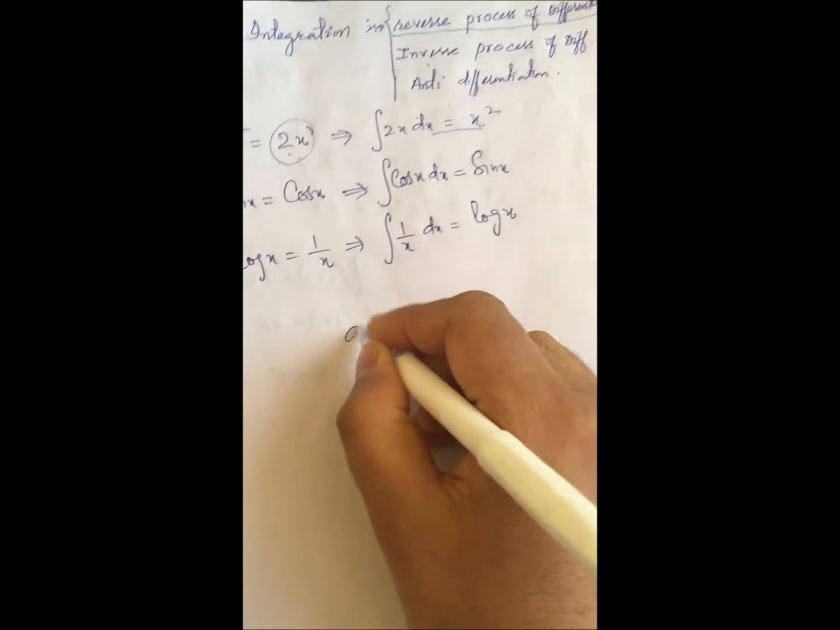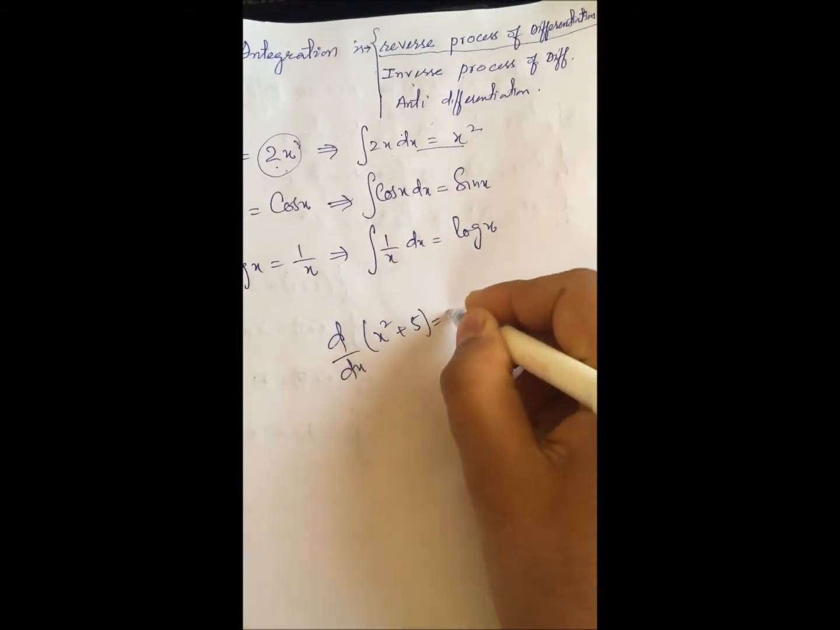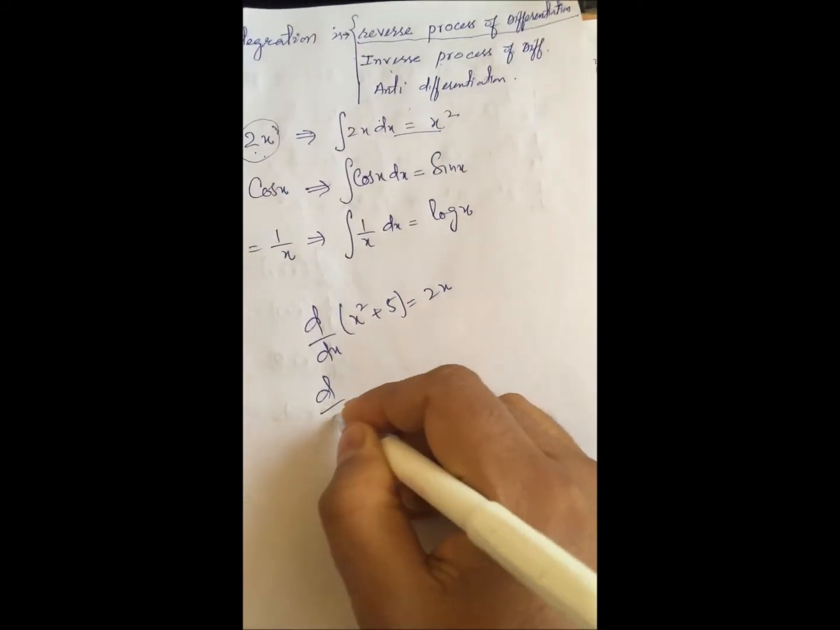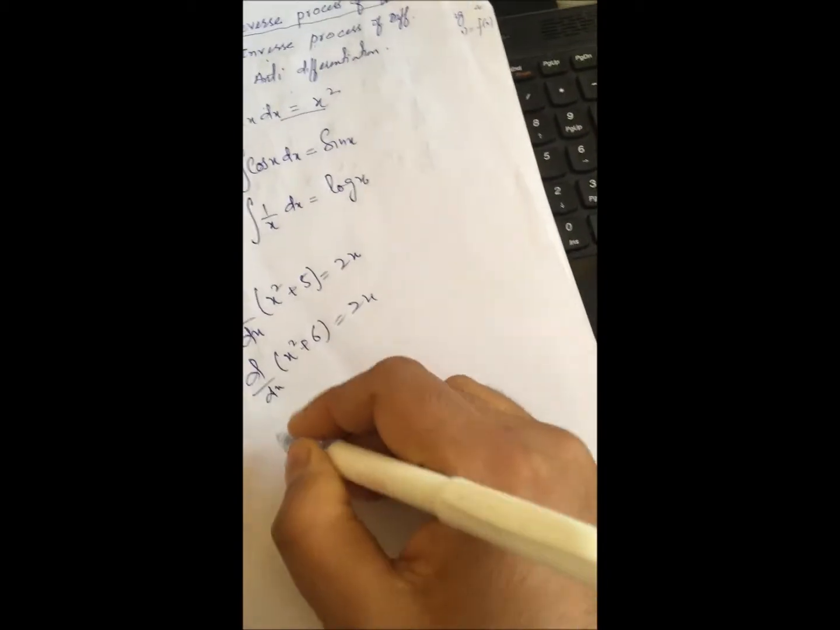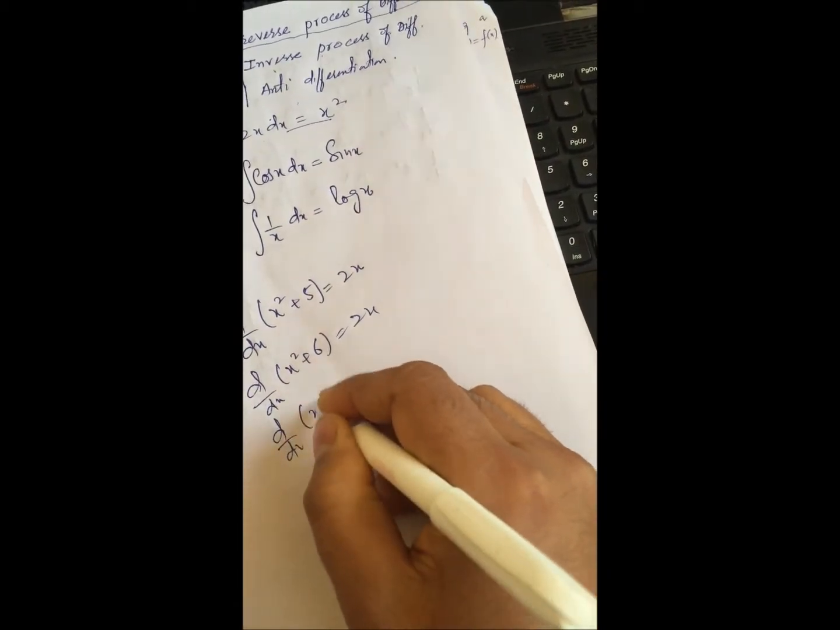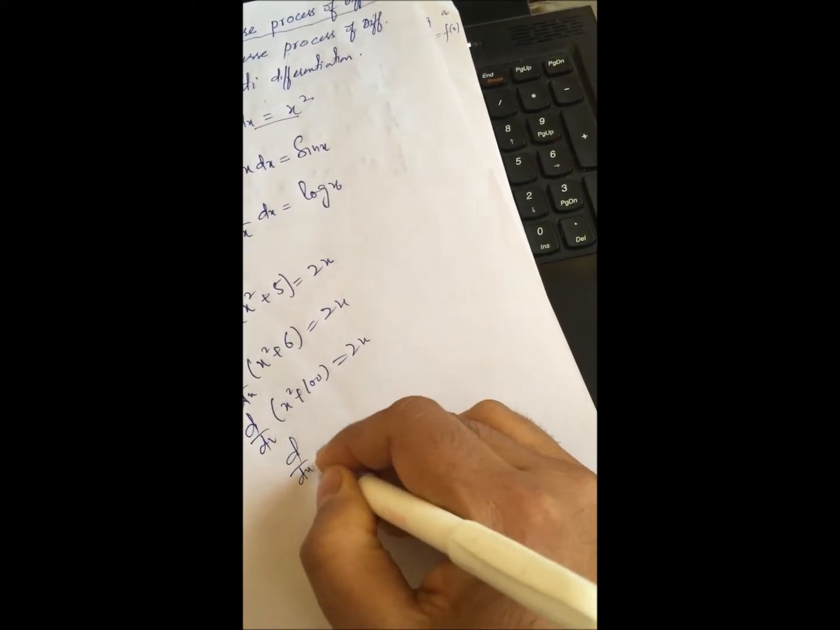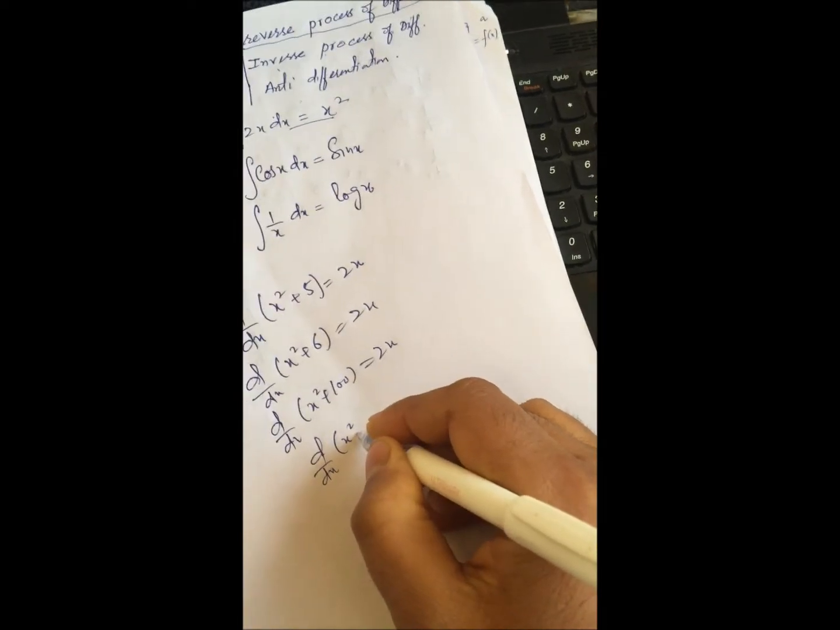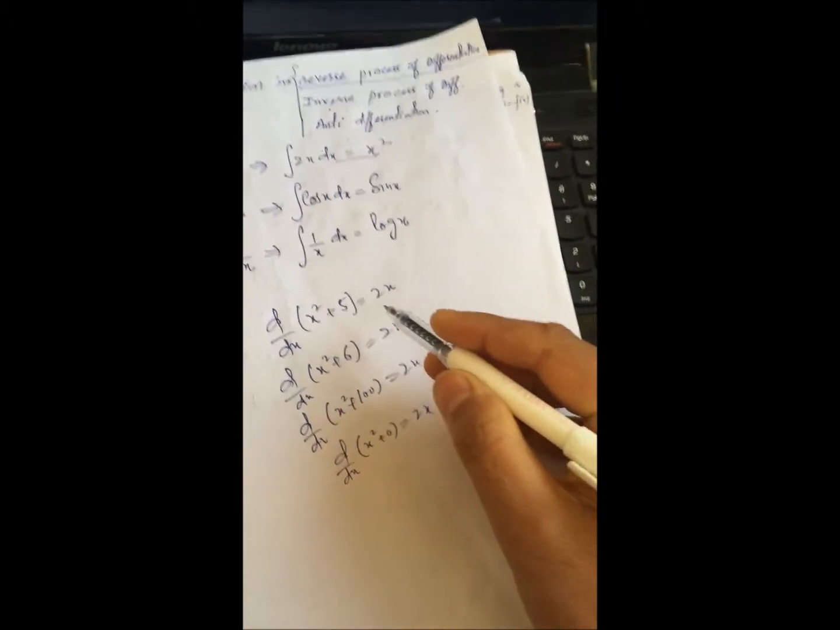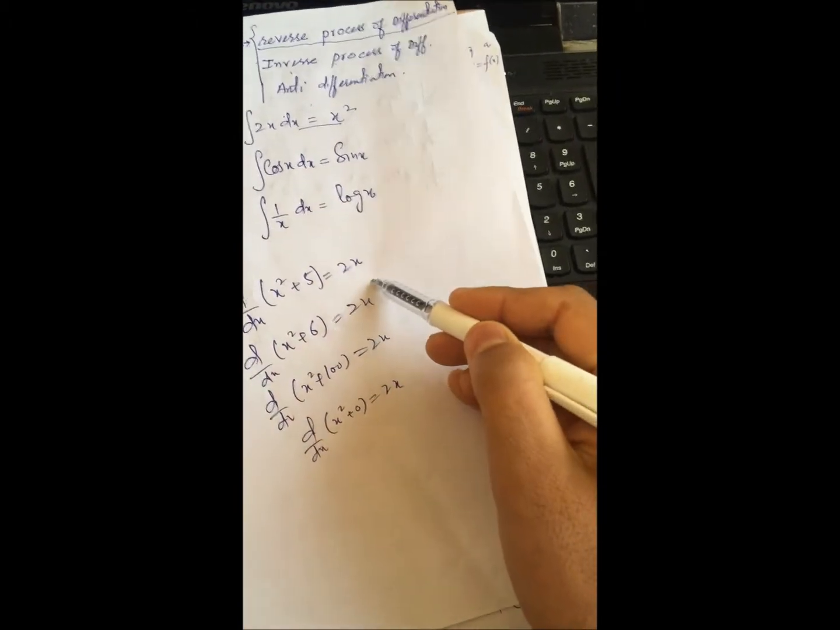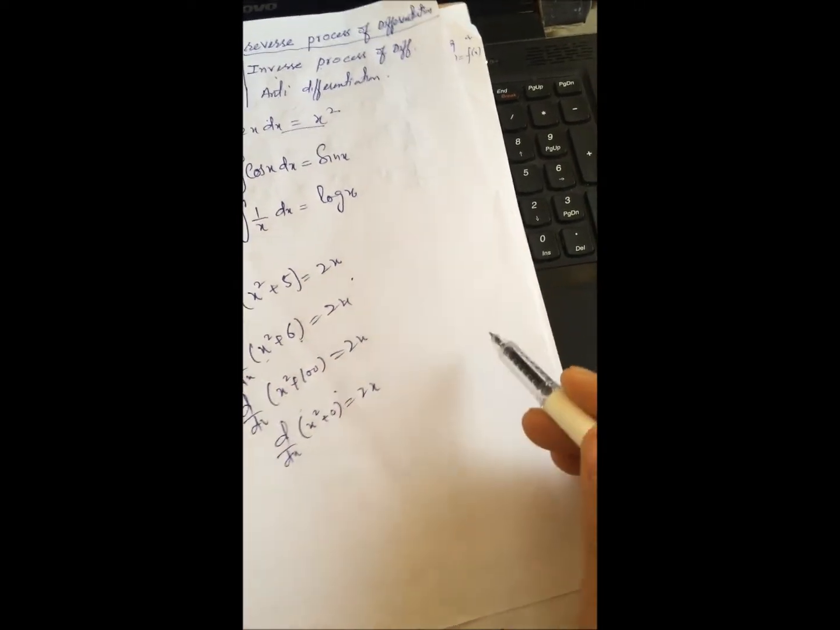Here we discuss another concept. If we have differentiation of x square plus 5, that is simply 2x. Differentiation of x square plus 6, that is again 2x. And differentiation of x square plus 100, that is again 2x. Differentiation of x square, that means x square plus 0, that is again 2x. Now the question arises: if the differentiation of x square plus 5 is 2x, x square plus 6 is 2x, x square plus 100 is 2x, x square plus 0 is 2x.